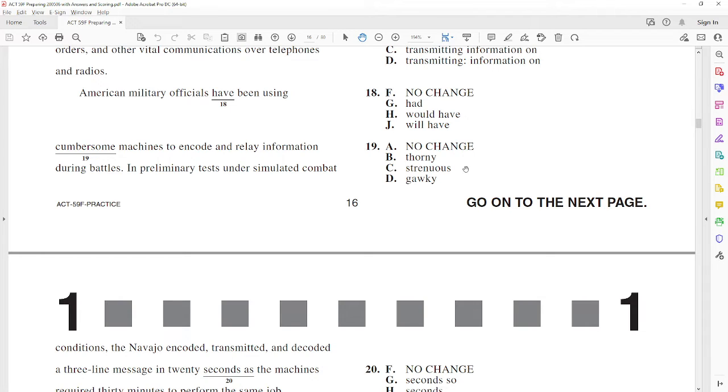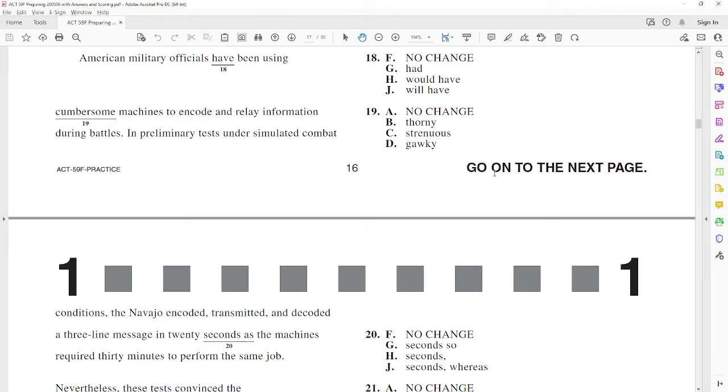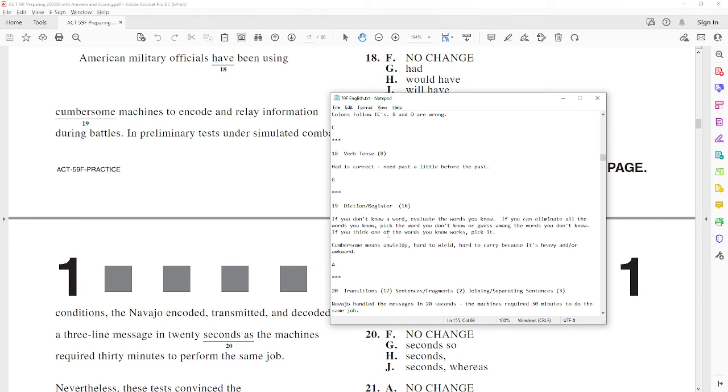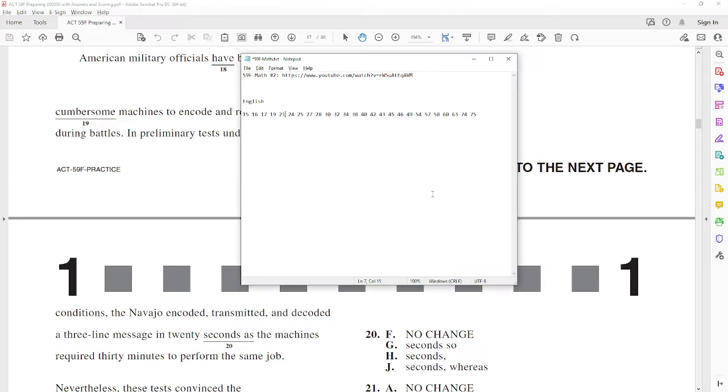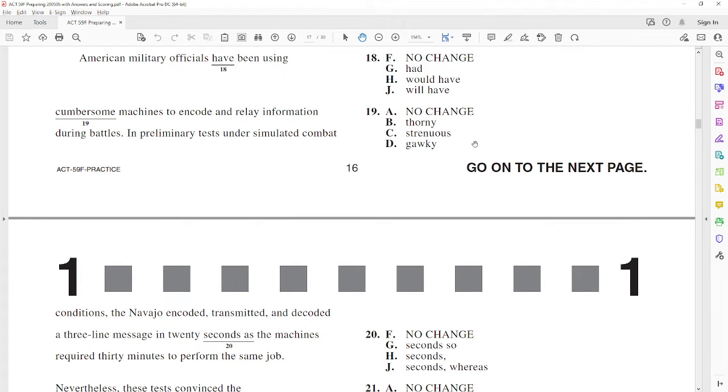Strenuous. Well, carrying the machine is strenuous, but in context or the right idiom, you wouldn't say a machine is strenuous. Working with the machine could be strenuous. And then gawky is kind of a slang term. It's way too informal. Gawky means kind of awkward, which, the machine could be awkward. That's kind of what cumbersome means. But gawky has the wrong register, the wrong tone. So the answer to this one is A. I was going to say A19, but it's A. And again, 19 is diction and register. Okay, the next one is 21.